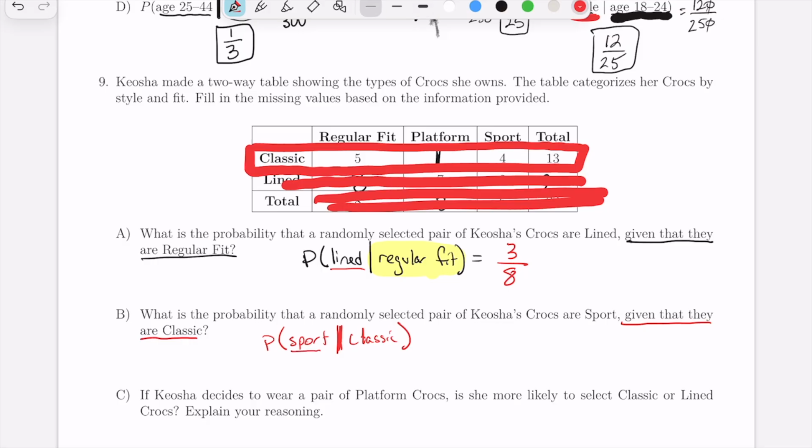We want sport given classic. So sport, I can see that there are 4 of them out of the 13. So that's where we get 4/13 from. There are 4 sport that we can still see out of the 13 total. Notice I'm not using the 22. It's covered up. I can't use it.